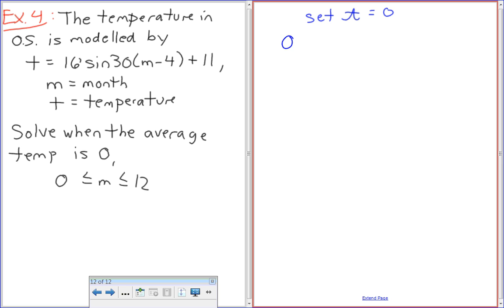You're just solving 0 equals 16 sine 30(M minus 4) plus 11. Okay? I'm going to hit pause in the video. You guys try that from there, please. Okay? So just from here.